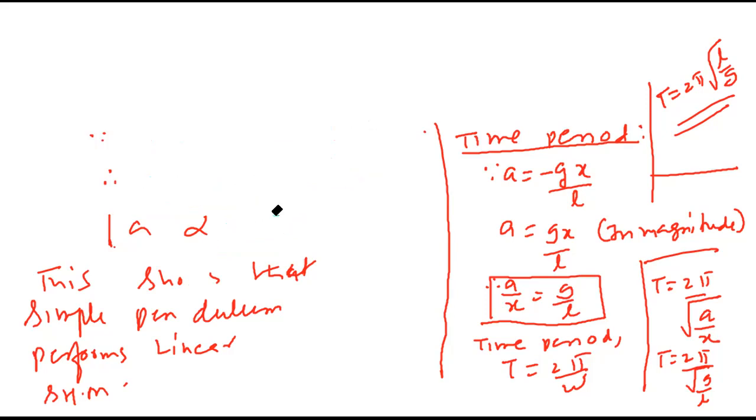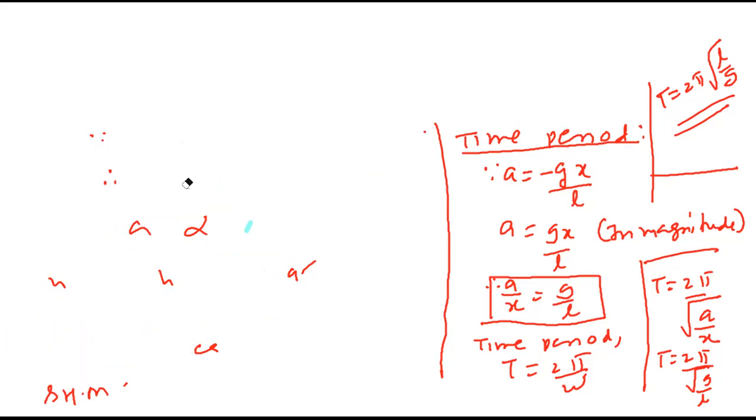Last time you will write this expression for the time period of a simple pendulum. This is the expression for the time period of a simple pendulum. Done? Sir, last line. This is the expression for the time period of a simple pendulum.